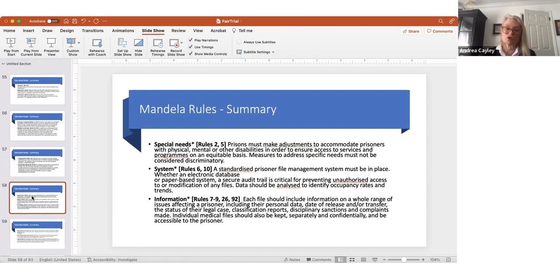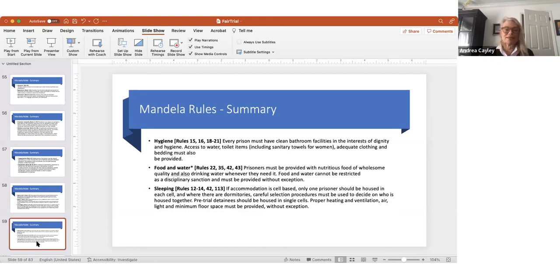Information. Each file should include information on the whole range of issues, from their personal data and their requests, requests for classification, disciplinary sanctions, medical files. All of that should be kept separately and confidentially and made accessible to the prisoner and to his attorney. Hygiene. Basic hygiene.